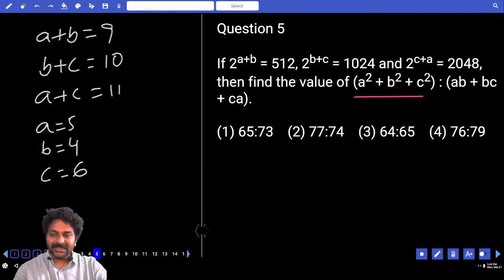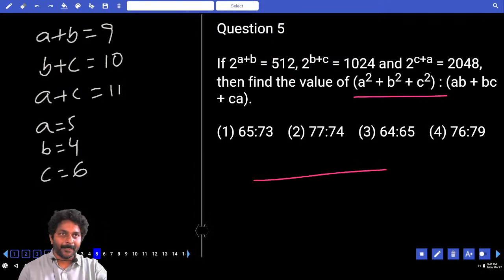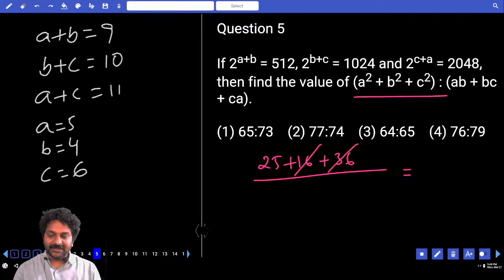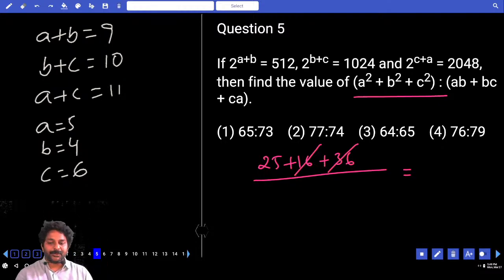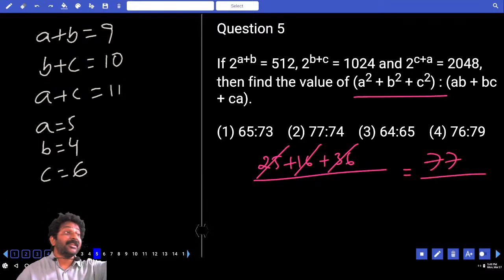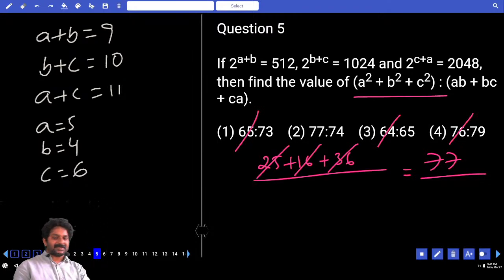Now what is the question asked? a square plus b square plus c square, that is a ratio, a is to b or a by b form. A square 25, b square 16, c square 36. Let's find out how much it is. 16 plus 36 is 52, 52 plus 25, your first number is 77. So in your final answer you should have either 77 or a factor of 77. This is not a factor. 64 is not a factor. 76 is not a factor. Without calculating the denominator, you can answer the second option.